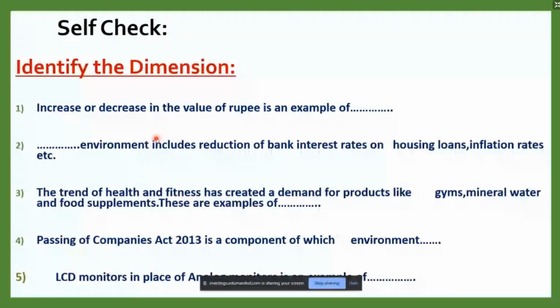Increase or decrease in the value of rupee is an example of dash. Dash environment includes reduction of bank interest rates on housing loans, inflation rates, etc. The trend of health and fitness has created a demand for products like gyms, mineral water, and food supplements. These are examples of dash environment. Passing of Companies Act 2013 is a component of which environment? And LCD monitors in place of analog monitors is an example of which environment?